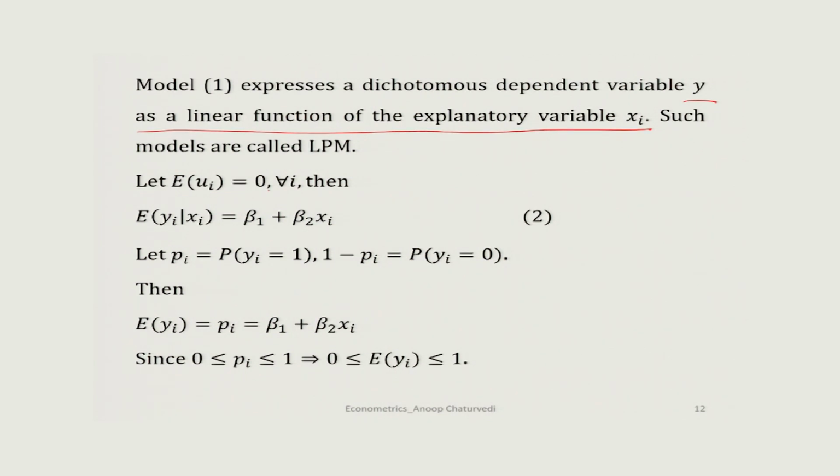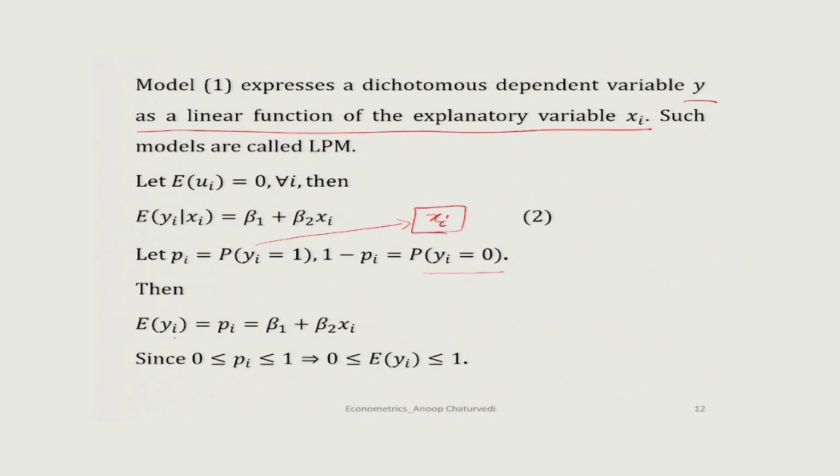Now, expectation of ui is equal to 0 for all i. We take this assumption. So, then expectation of yi given xi is equal to beta 1 plus beta 2 xi. Then suppose pi is the probability that yi equal to 1. That is, pi is the probability that the ith insect dies. Of course, yi is a function of xi. So, this probability also depends upon the amount of insecticide used. Then 1 minus pi is the probability that yi equal to 0. That is, the insect survives at the xi dose of insecticide.